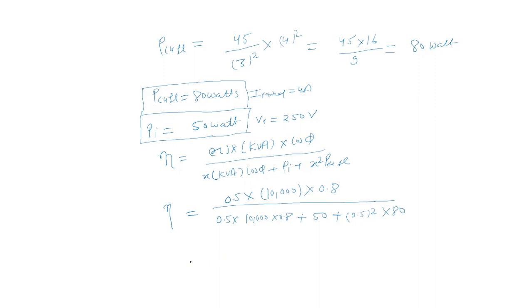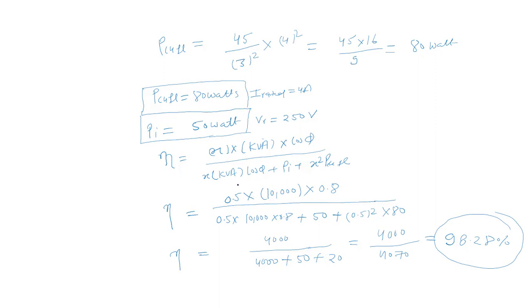While solving this, we will see it will come to 4,000 upon 4,000 plus 50 plus 20 watt. So this is nothing but 4,000 upon 4,070. So how much will it come? Let's see. It will come to 98.28%. So this is the answer.